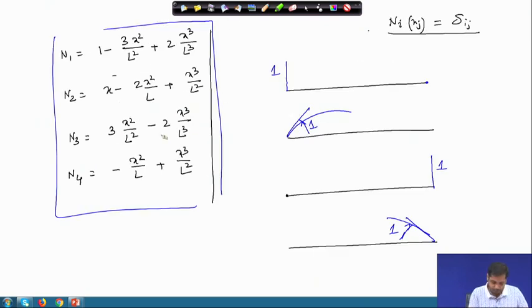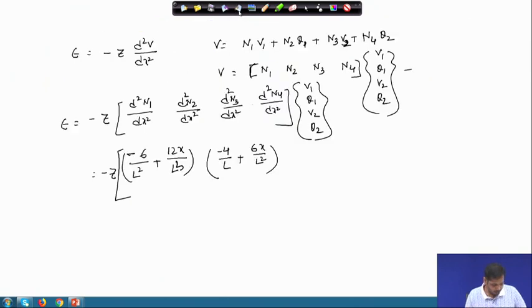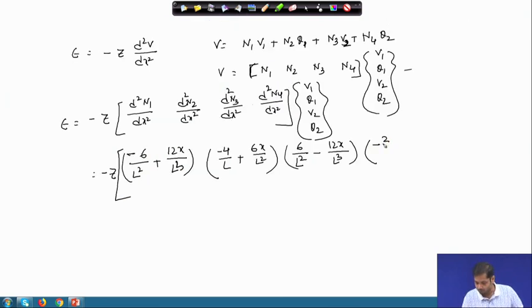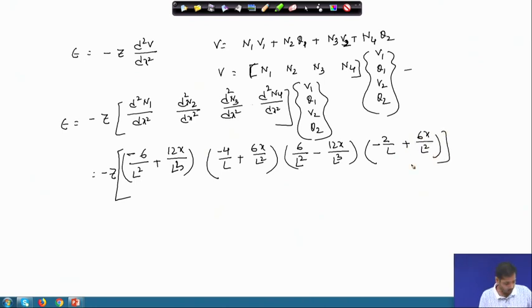Similarly, for the third one, this becomes 6 by L square and this becomes minus 12x by L cube. So, this becomes 6 by L square and then minus 12x by L cube, right. And finally, this becomes minus 2 by L and this becomes 6x by L square. So, minus 2 by L plus 6x by L square. Okay. And then finally, here we have v1, theta 1, v2 and theta 2.